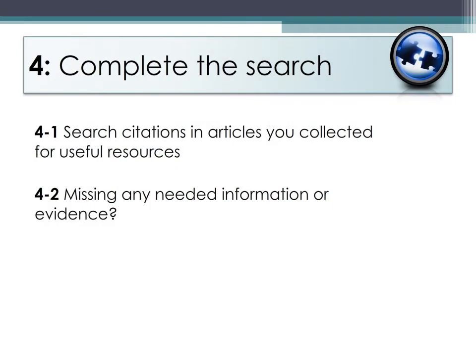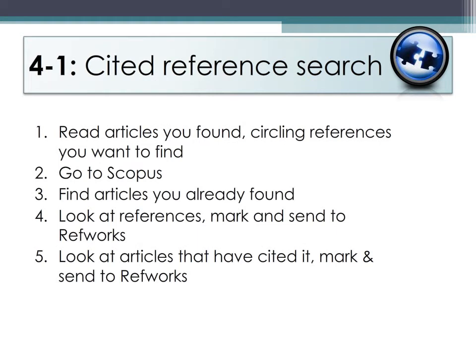Now it is time to complete the search. You will look at references in the article that you've collected and also look to see if there's any additional information or evidence that you need. When looking at citing references, you will read the articles that you found and circle any references that you want to explore more. This is especially important because you will want to cite those articles more directly than just citing the articles that led you to them.